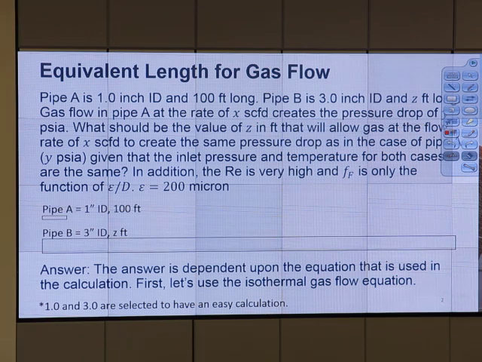And I have the answer for you. It's not actually the answer, but the answer is dependent upon the equation that is used in the calculation. If you use Weymouth, you get one value of Z. If you use isothermal, you get another value. If you use Panhandle, you get another value. Okay? So the answer will change depending on what equation you use in the calculation.